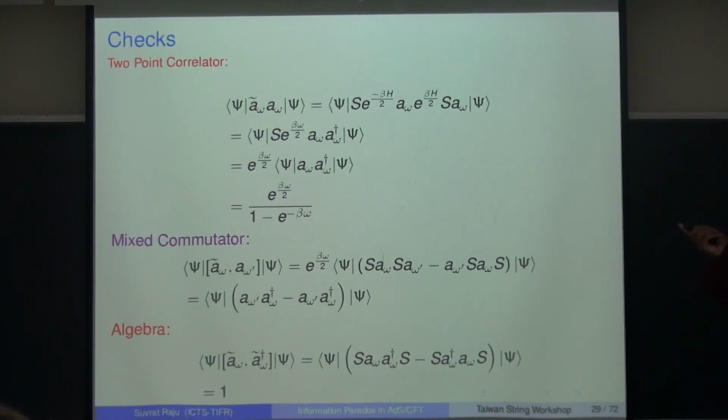So you can check they have the right 2-point correlators, they have the right mixed commutators, which is the statement that A tilde commutes with A, within correlation functions of course, and A tilde has the right algebra with itself as well. So you can explicitly check with these factors of S that all the properties that I demanded yesterday work out correctly, and you can do this exercise.